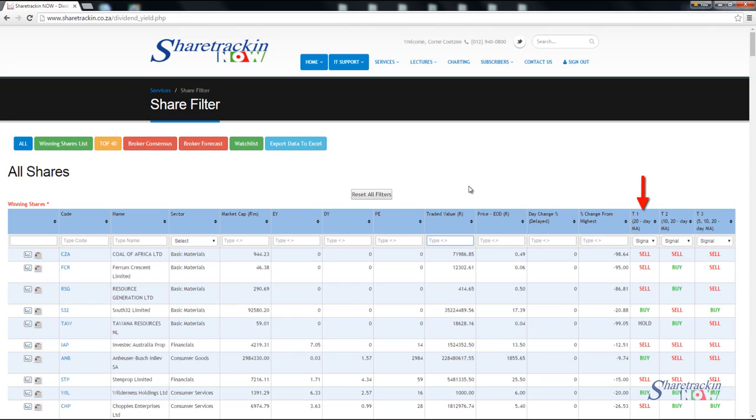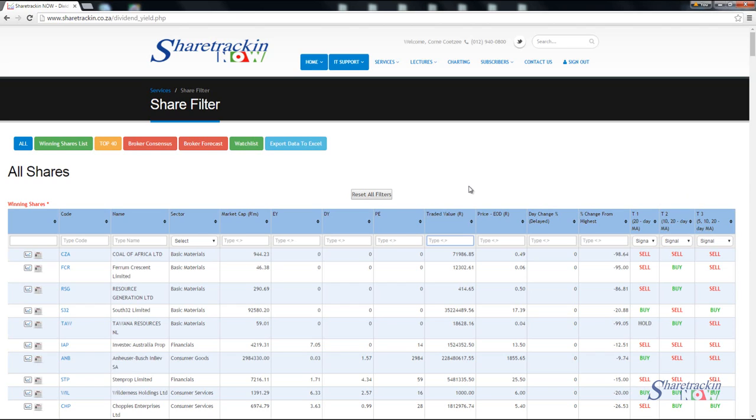The same goes for T2, which is a 10 and 20-day moving average. Now it's quite simple here. It's 2 short-term moving averages, and what you're searching for is where the 10-day crosses the 20-day moving average, which indicates to me that there's a short-term uptick in the momentum of that specific stock. That will then be shown by a buy. Otherwise, if it's negative movement, it will be allocated by a sell.